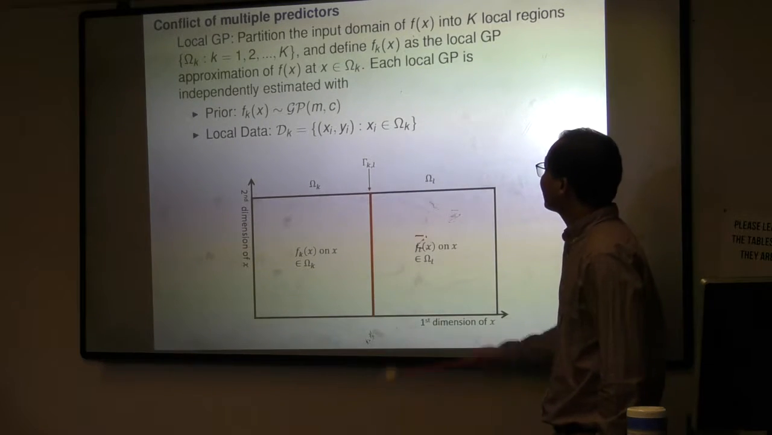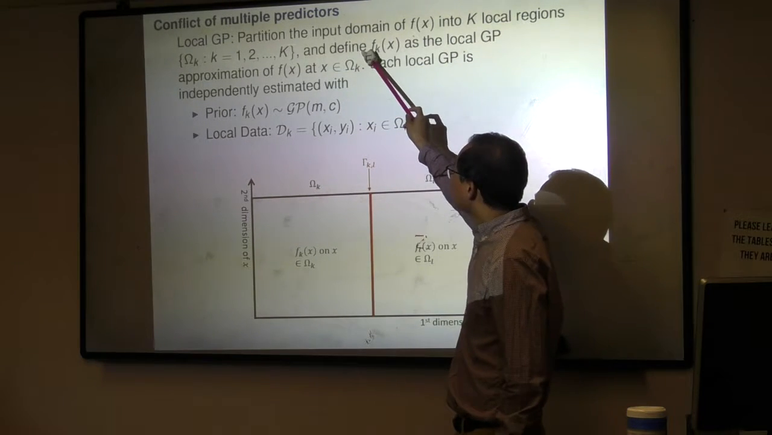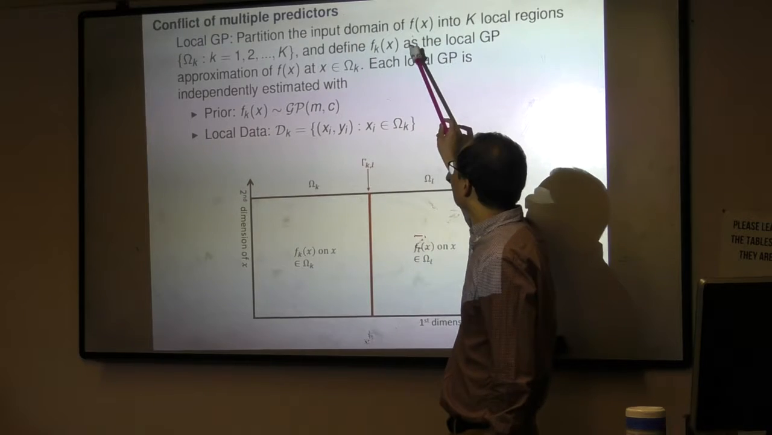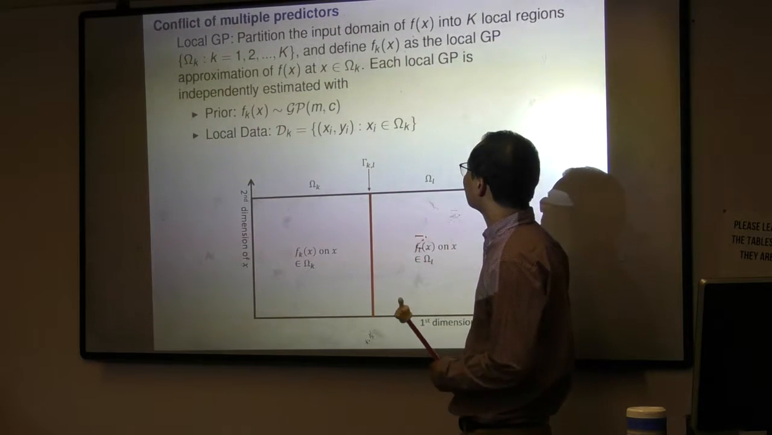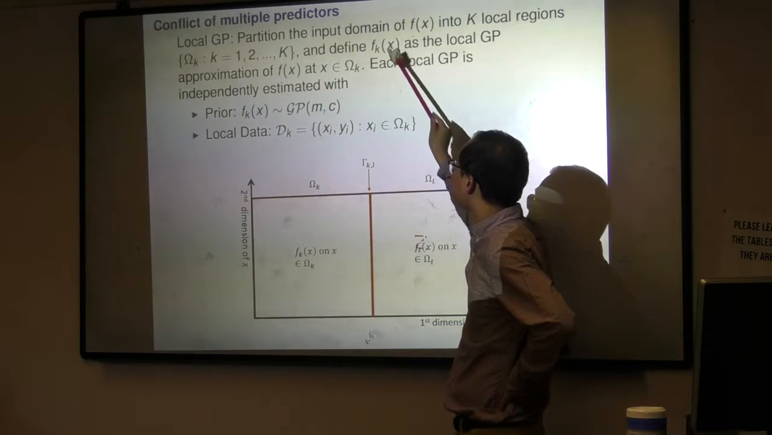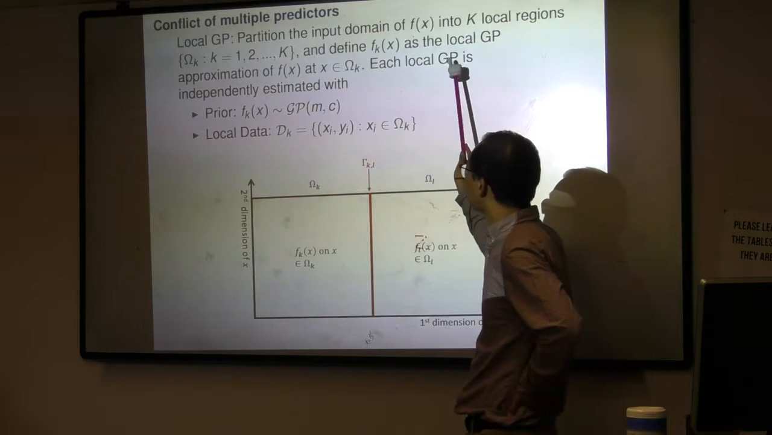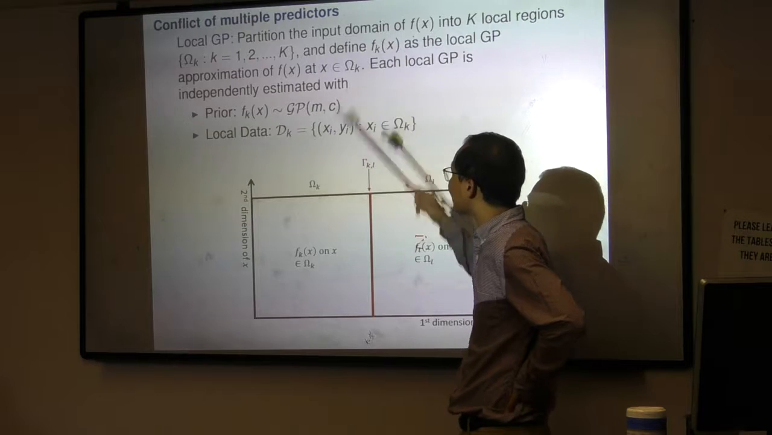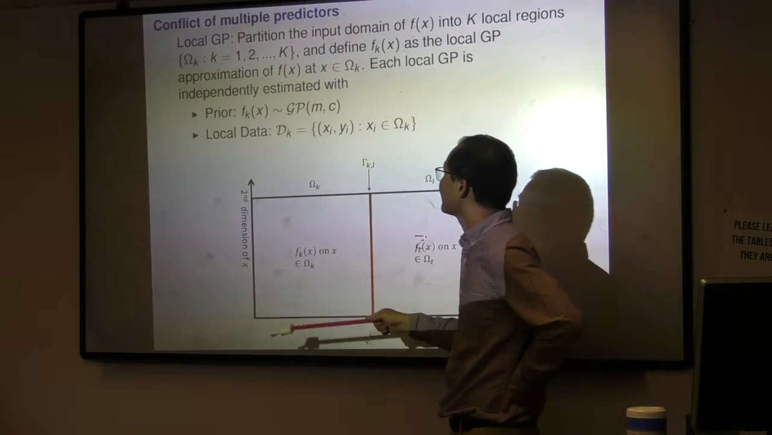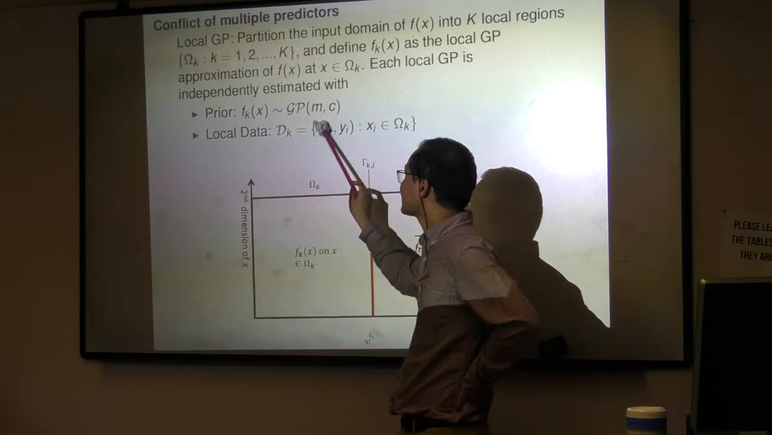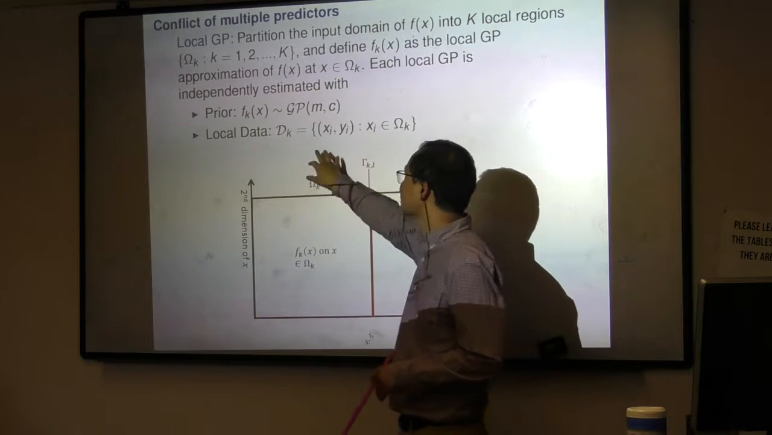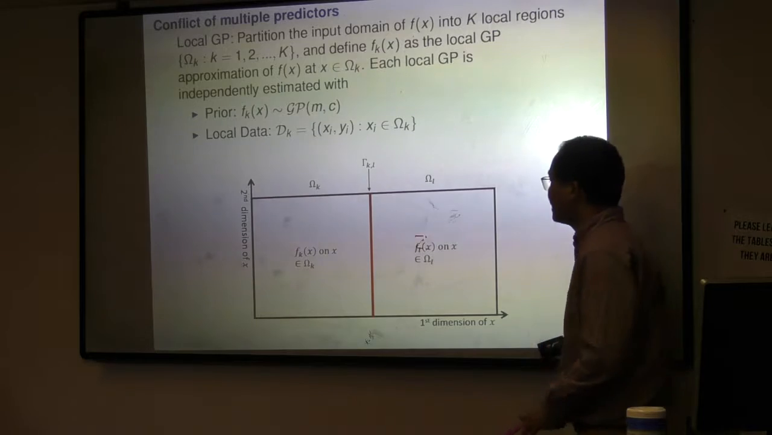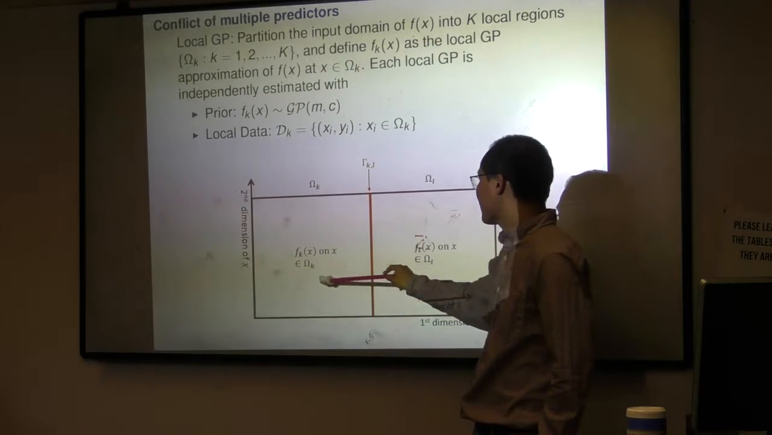In the local GP, what we actually do is learn one regression function as an approximation of that local region, the so-called f_k of x. So each local GP is learning this local approximation, with some prior, which is the same prior as the original problem, but only using the local data. This is an illustration of the partition.